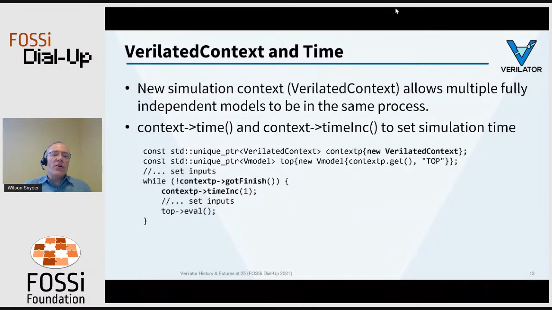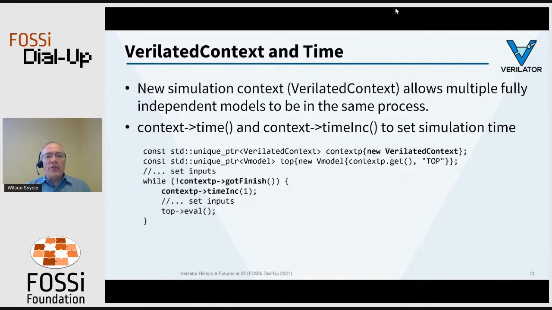Another recent change this year is we now have the ability to have multiple simulation contexts. So it used to be you could only have a single simulation model in your process for the most part. Now you can have multiple of those. So if you're doing things like fault analysis or you need multiple completely independent simulations going on in the same process, you can do that by creating different contexts.